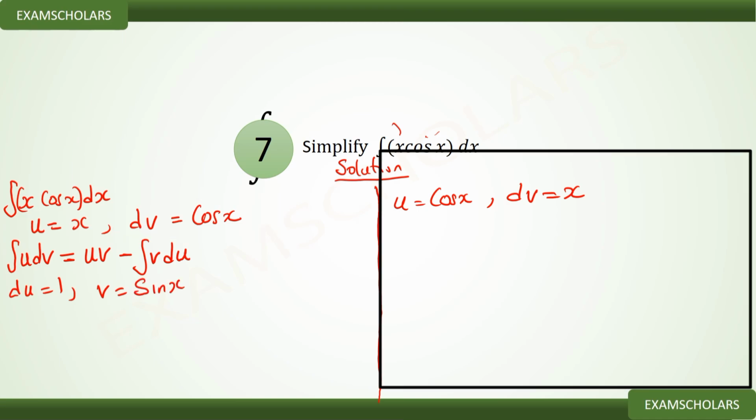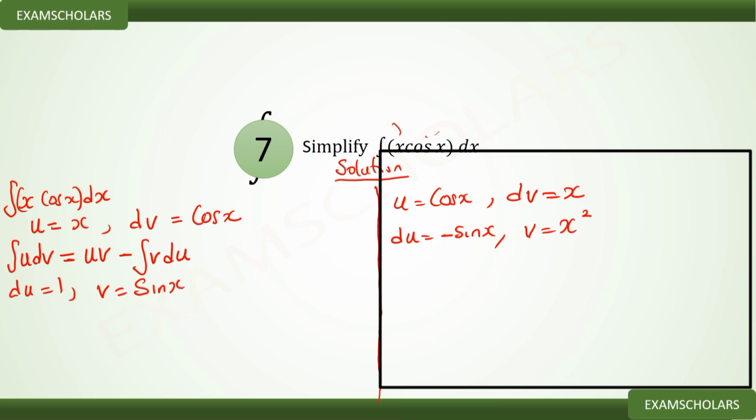Okay, let's come over here. You've already gotten your u. When you differentiate this, the u will give us what? Minus sine x. Come over here. You've gotten your dv. To get your v, you integrate. When you integrate this, v will be what? X squared.